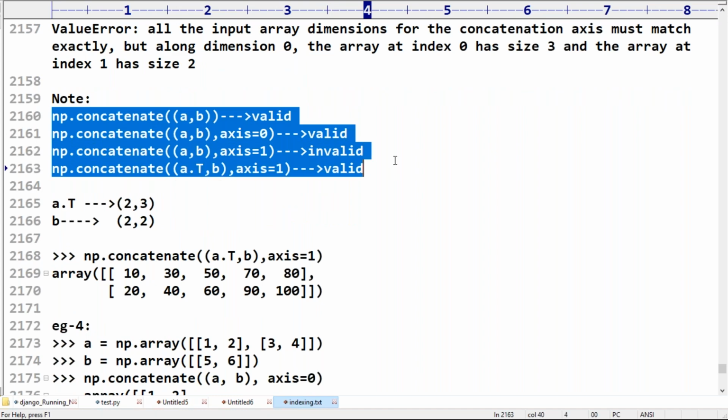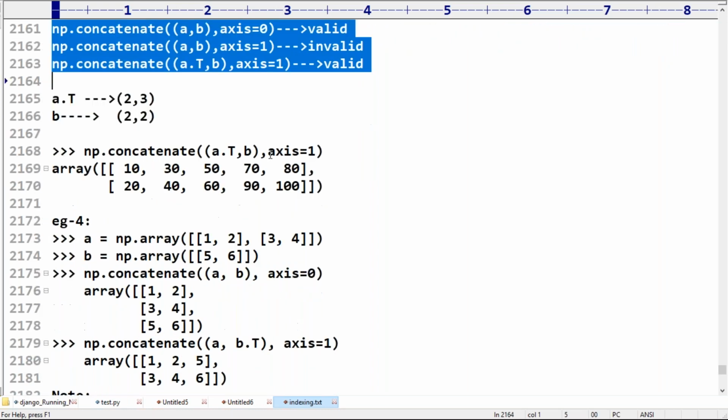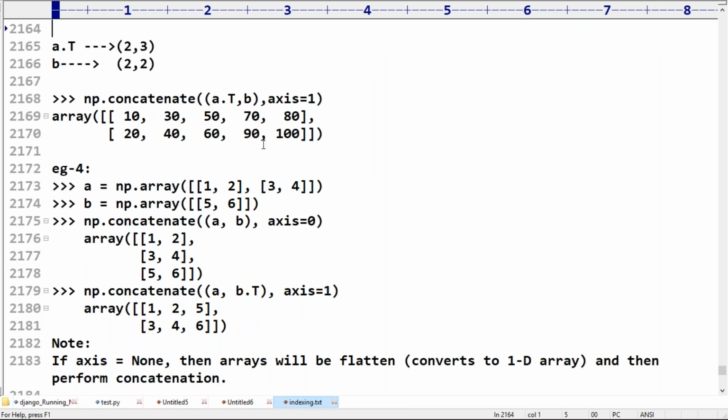Make sure, if you are going to concatenate 2D arrays, the result is always going to be a 2D array only. Remember that. But make sure that, except for the concatenation axis, the remaining things should be matched, like the remaining sizes must be matched.